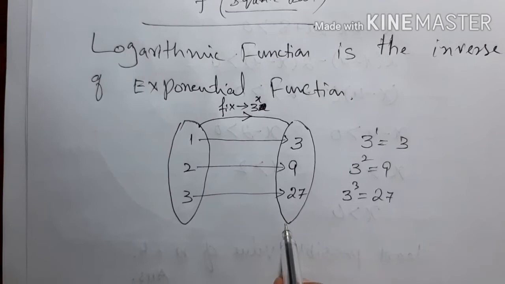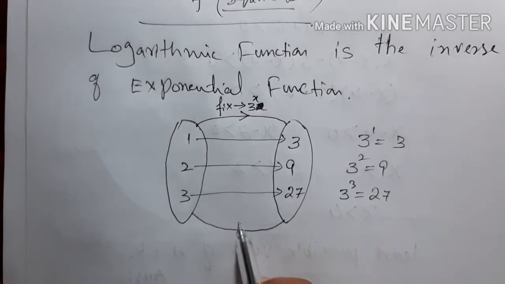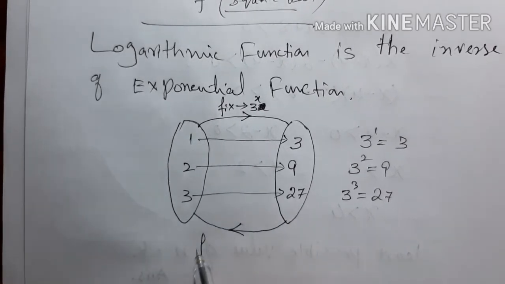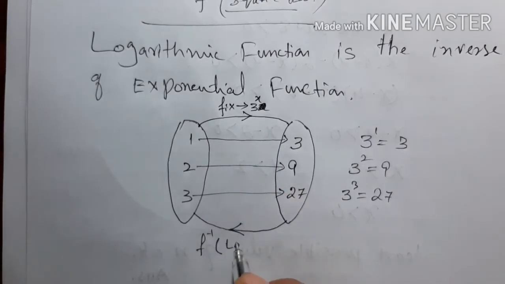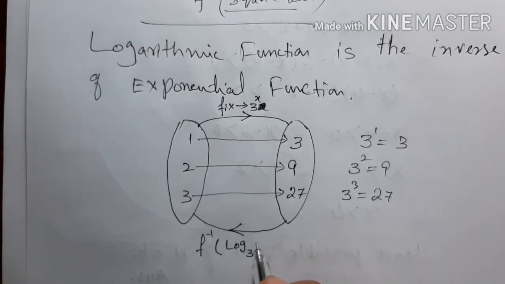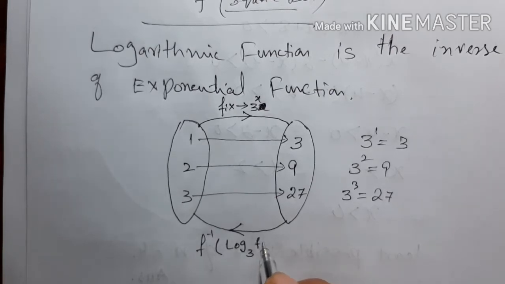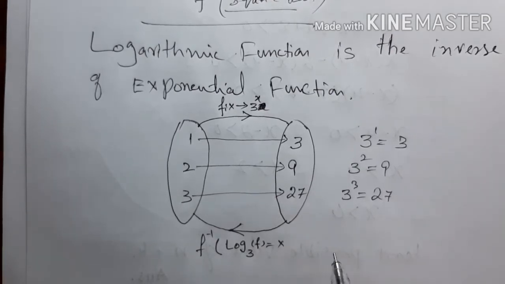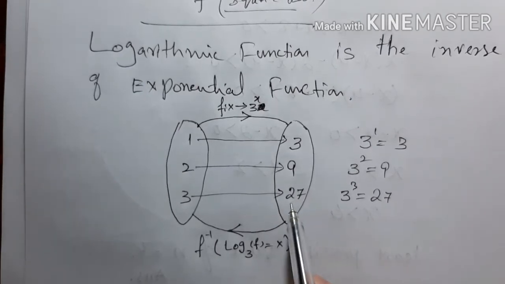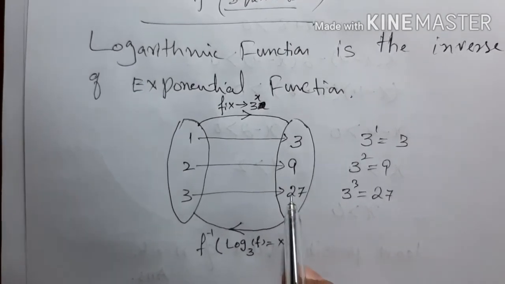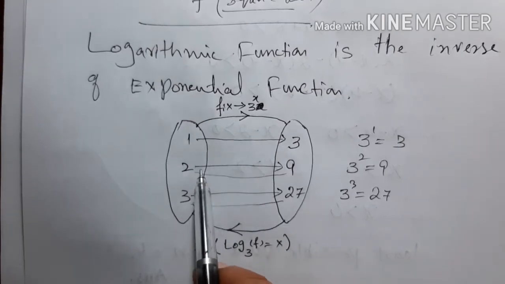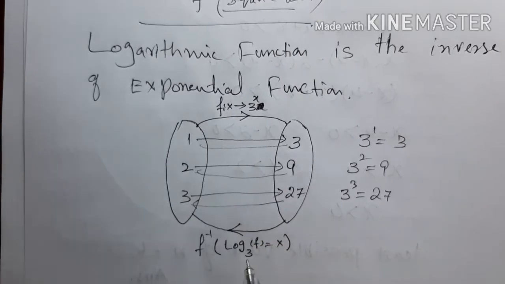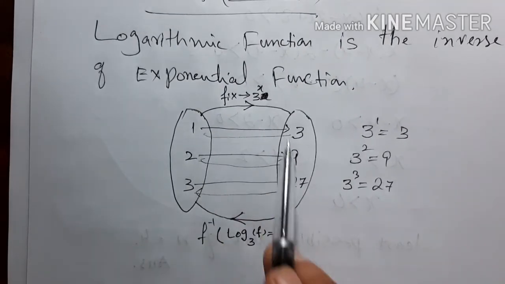Okay, if you go the other way around, this is called the inverse of f, which is a logarithmic function, and this will be called log base 3 of f is equal to x. So if we take log base 3 of 27, the answer will be 3. The other way around, I'll get this. So this is called a logarithmic function. This is the inverse of an exponential function.